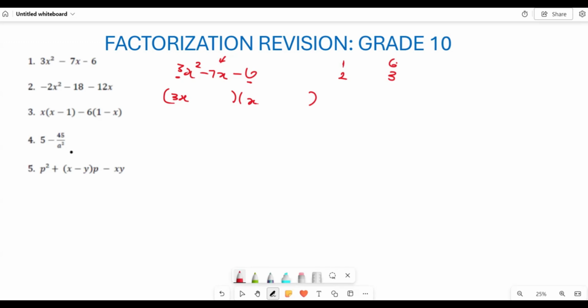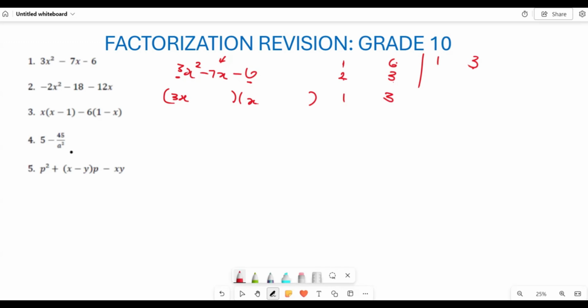For example, if I use 1 and 3 and also 1 and 6, the factors from the first term, which is 3, are 1 and 3. Between these combinations of 1 and 6 and 1 and 3, there is no possibility that I can get my negative 7. However, for example, if I use 2 and 3, right?